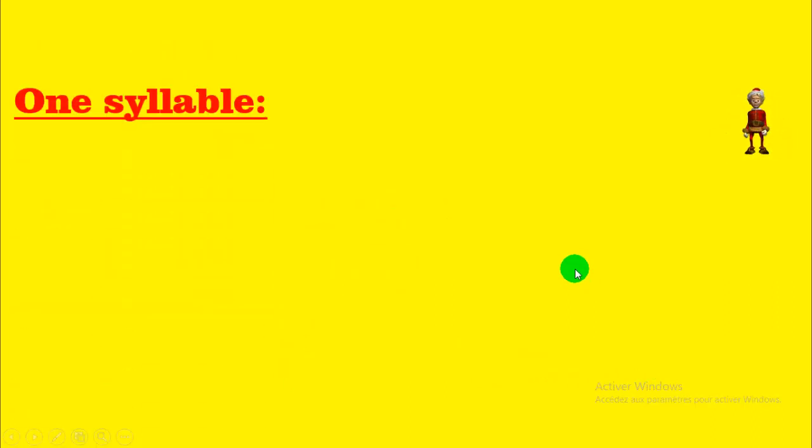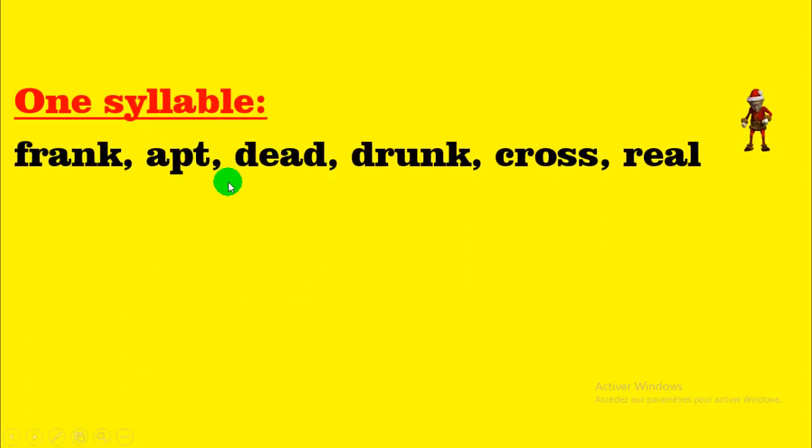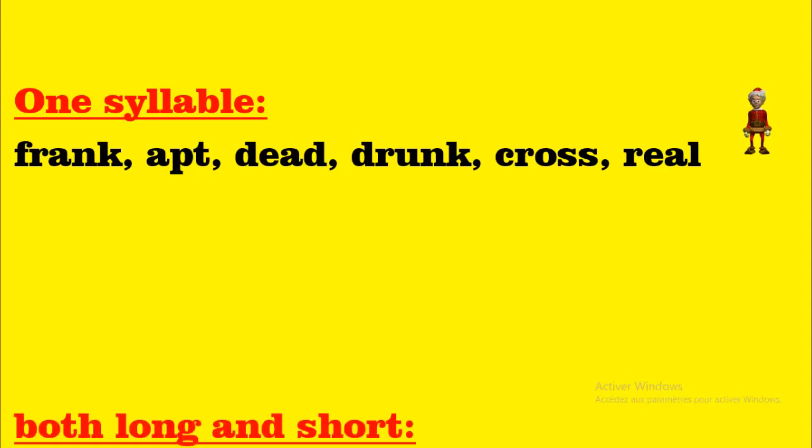One syllable. Here are examples of adjectives that have only one syllable and that are long. So be careful. Frank is long, apt is long, dead is long, drunk is long, cross is long, real is long. So we are going to consider these adjectives as long: frank, apt, dead, drunk, cross, and real.